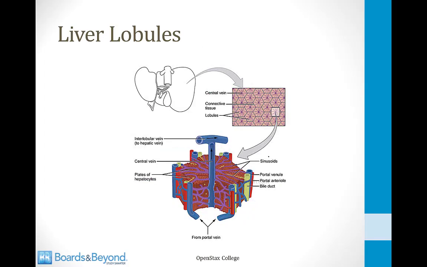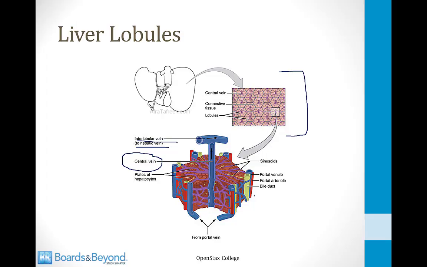Here's a drawing to make this point more clear. If you take a section of the liver and look at it under the microscope, you will see lobules as shown in this drawing here. At the center of the lobule is a structure called a central vein, which connects to an interlobular vein and goes to the hepatic vein to drain blood away from the liver.